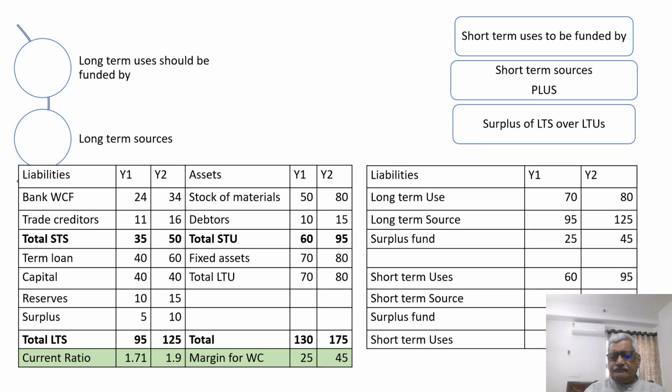Now, for Y1 and Y2, the long-term uses are 70 and 80, and the long-term sources are 95 and 125. So the surplus of long-term sources over long-term uses is 25 and 45 respectively. Now coming to short-term uses, they are 60 and 95. Short-term sources are 35 and 50. The surplus fund is 25 and 45. So the short-term uses are 60 and 95.